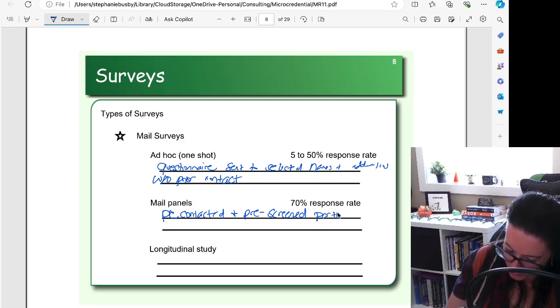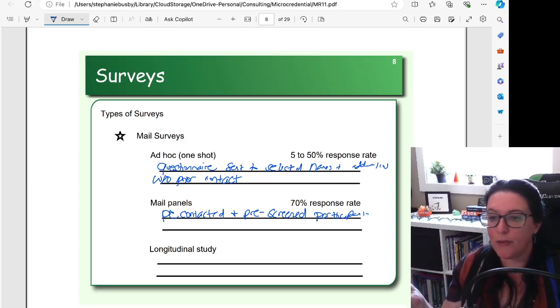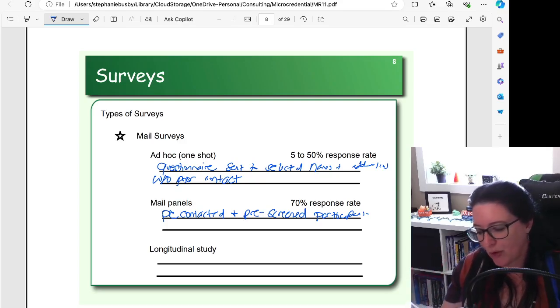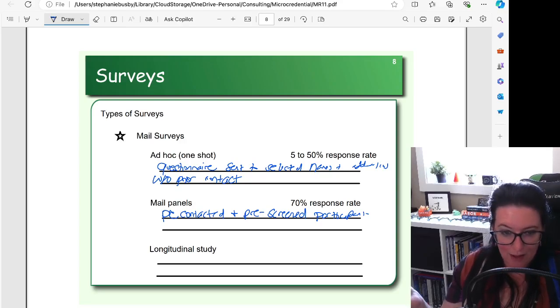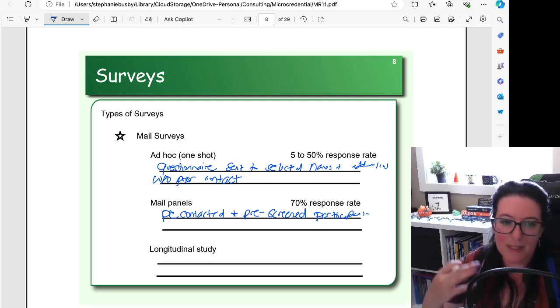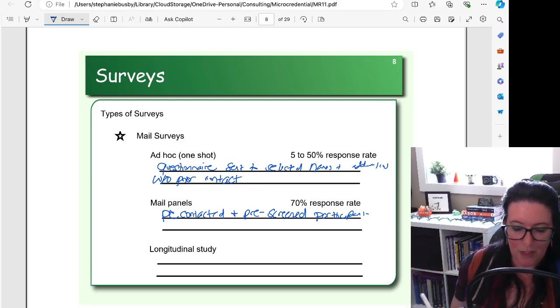And you'll notice with the participants that with a mail panel, because they basically say, hey, do you want to fill out some questionnaires in the future? And they've developed a relationship with you, that then you are more likely to respond. And so you can see mail panels have as high as a 70% response rate because of that. And that was that kind of AC Nielsen example.